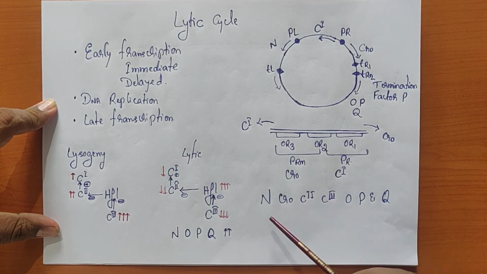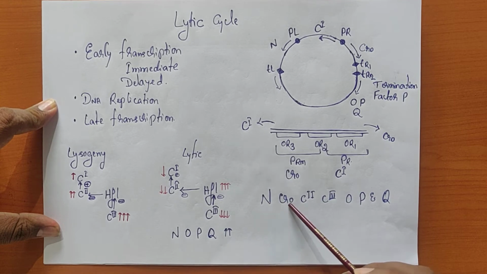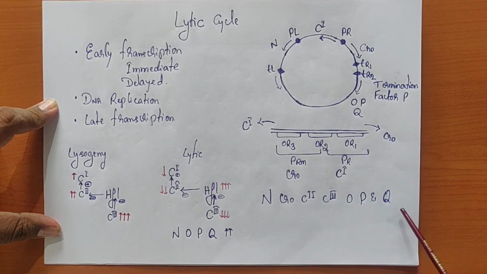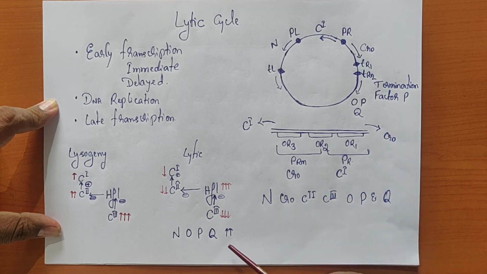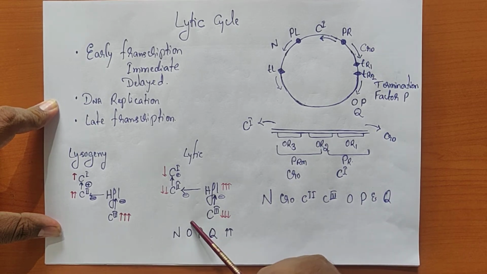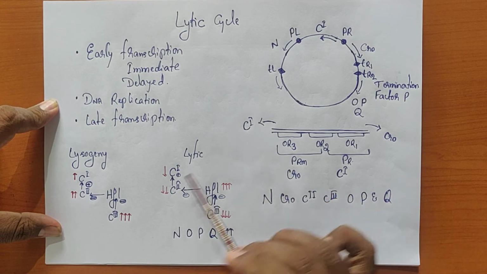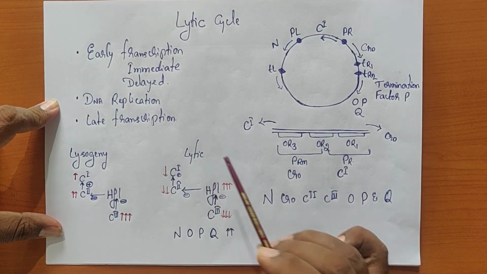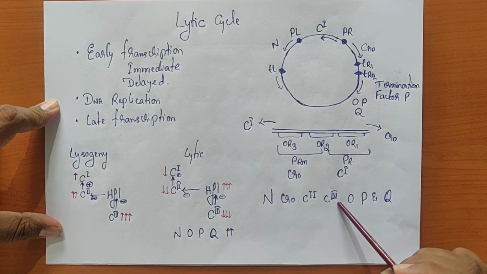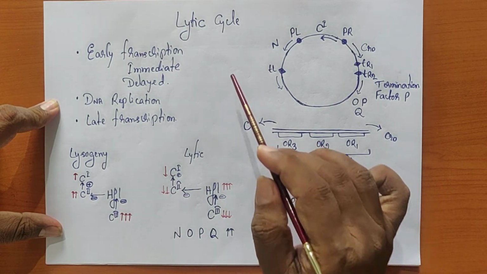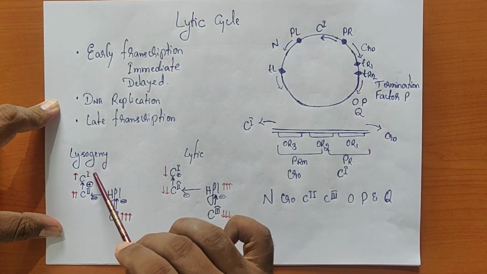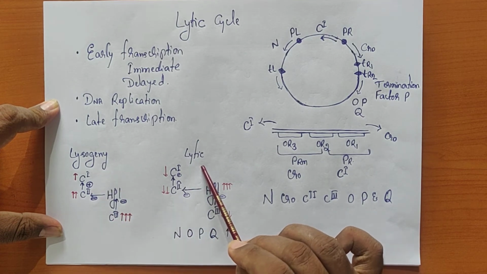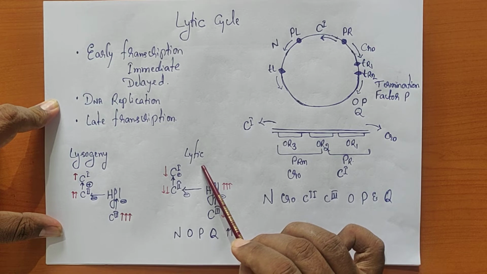We discussed in the previous video the function of N, CRO, C2, C3, O, P and Q. The relative amount of these regulatory factors will decide whether the lambda phage should enter into the lysogeny cycle or the lytic cycle. In recombinant DNA technology, we are not interested in the lambda bacteriophage entering the lysogeny cycle, but we are interested in the lambda bacteriophage entering the lytic cycle.